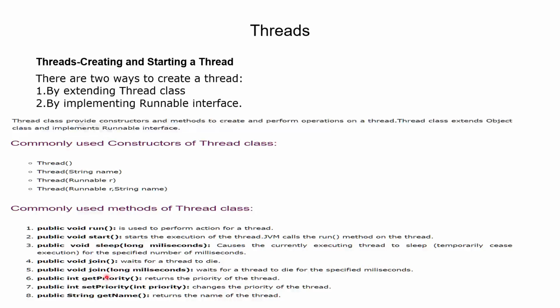We have get priority, which returns the priority of a thread, because the operating system will rank the running of the threads by priority. There's a way to set a priority, so we pass in an integer as a priority, and that returns an integer. And also get name returns the name of the thread, and that returns a string.